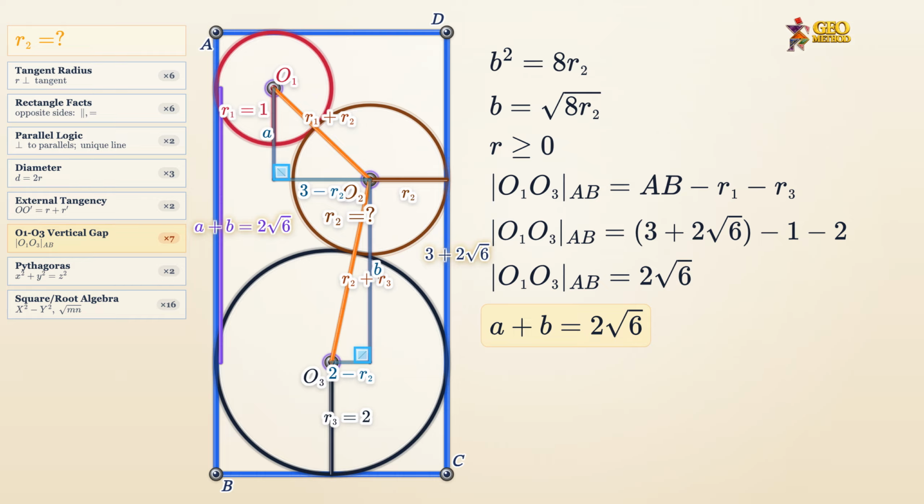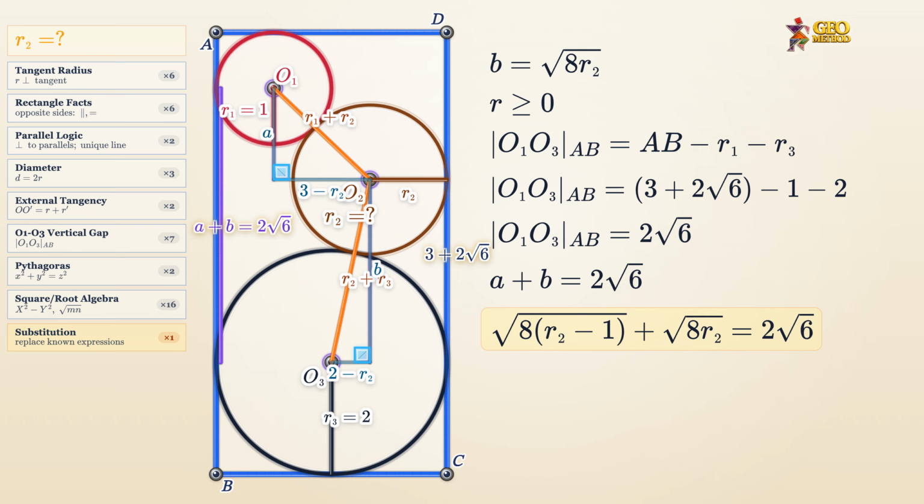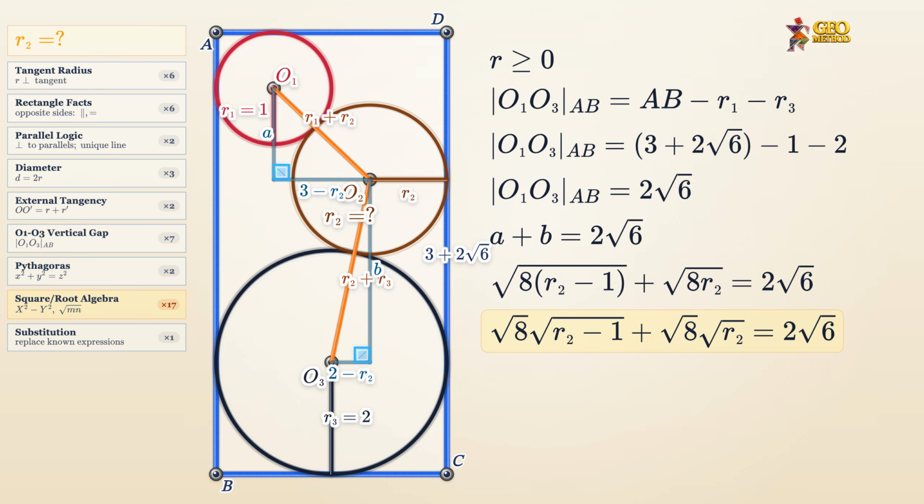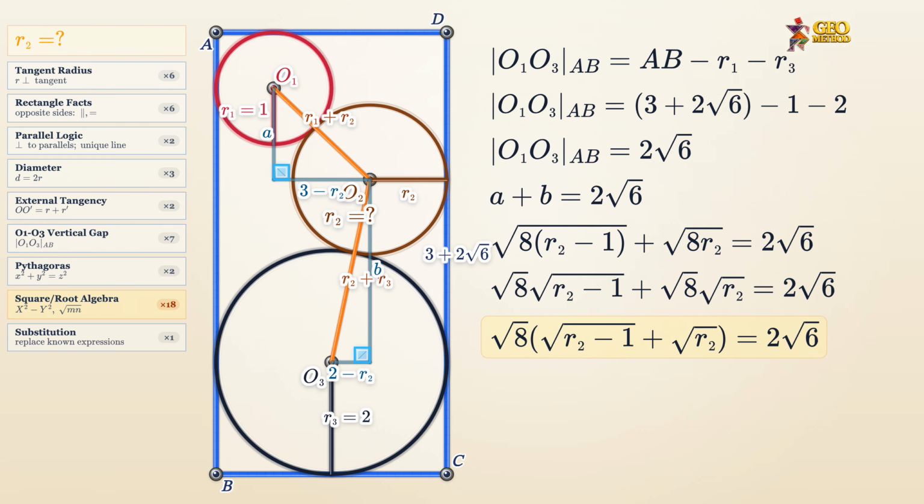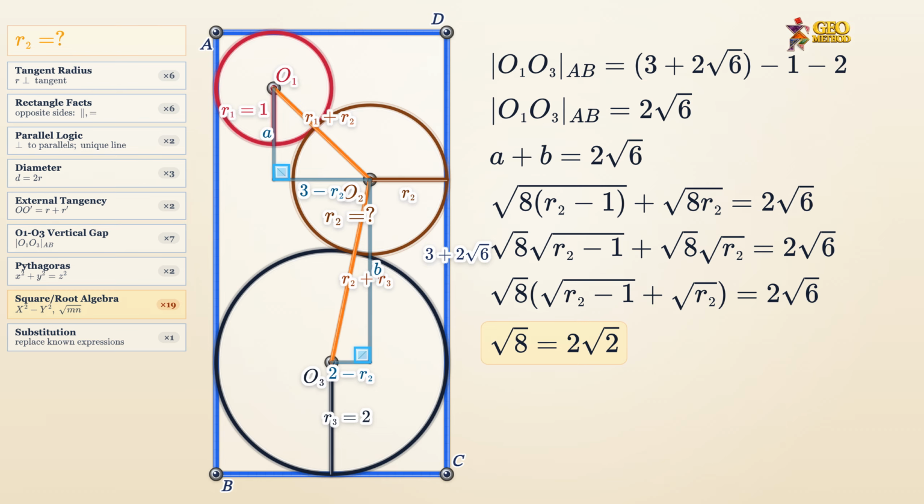That same O₁ to O₃ vertical gap is made from the two pieces A and B. Therefore, A plus B equals 2 root 6. Now, substitute our formulas for A and B. This creates one equation with only R2 left. Both roots contain a factor of 8. We separate root 8 from each term. Now factor out the common root 8. The remaining expression is root of R2 minus 1 plus root of R2.